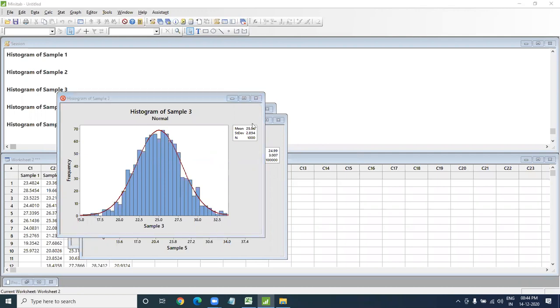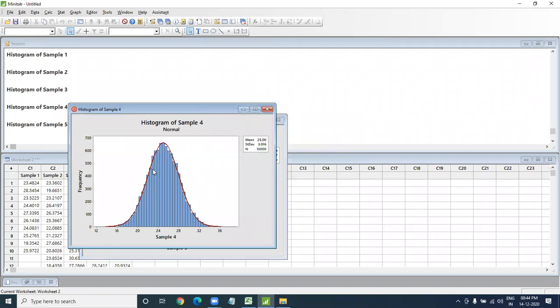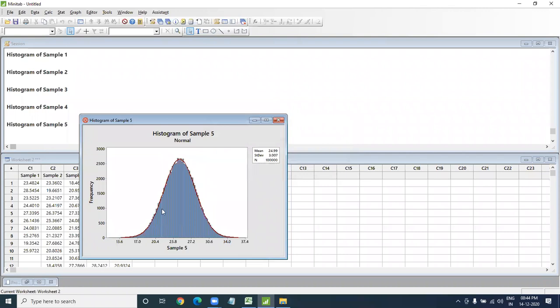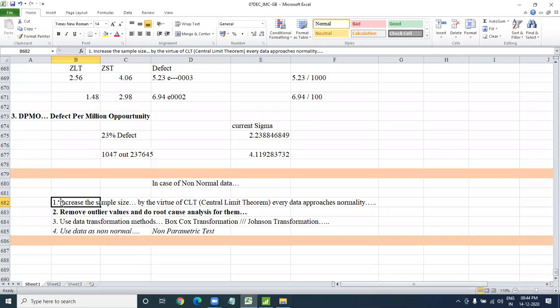And let's have a look at it. This was 1,000. This is, say, 10,000 samples. Look at this shape. That's the logic behind it. And look at this, a perfect shape. So this is a real-time demonstration of how this rule works.